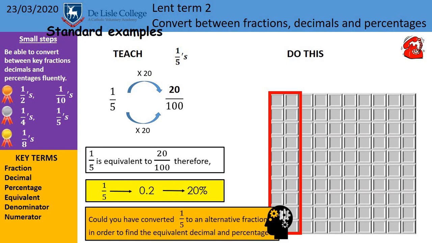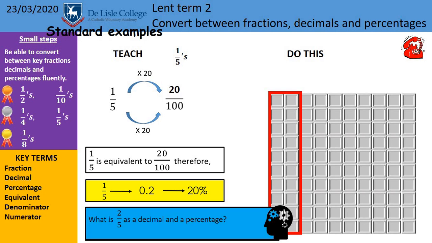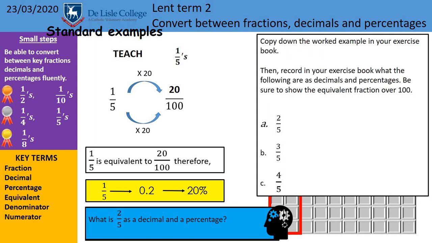which is also 20%. Could you have converted 1/5 to an alternative fraction in order to find the equivalent decimal and percentages? Well, you could have done. You could have had 2/10, you could have had 3/15, and many more. What is 2/5 as a decimal and a percentage? Well, if 2/10 is equivalent to 4 over 10, for example, it would be 0.4 or 40%.